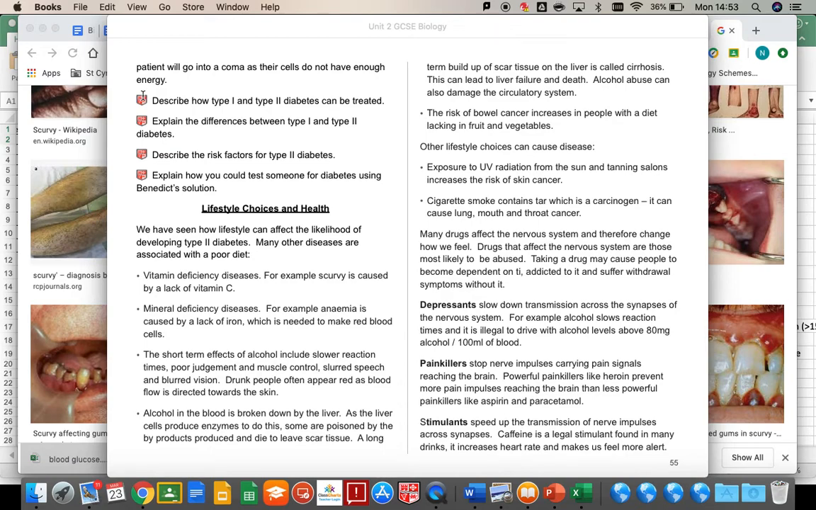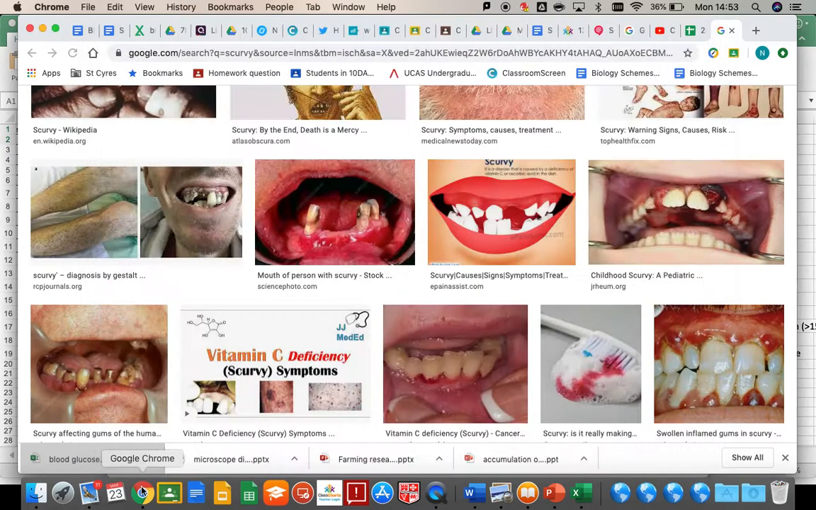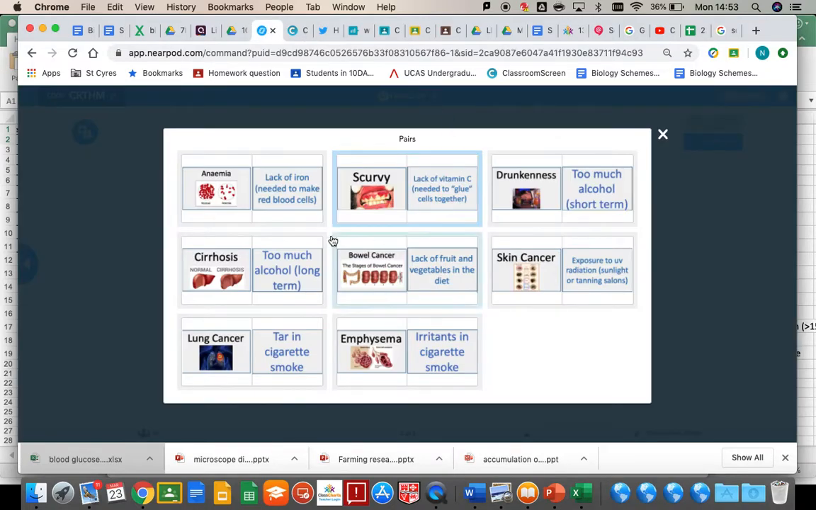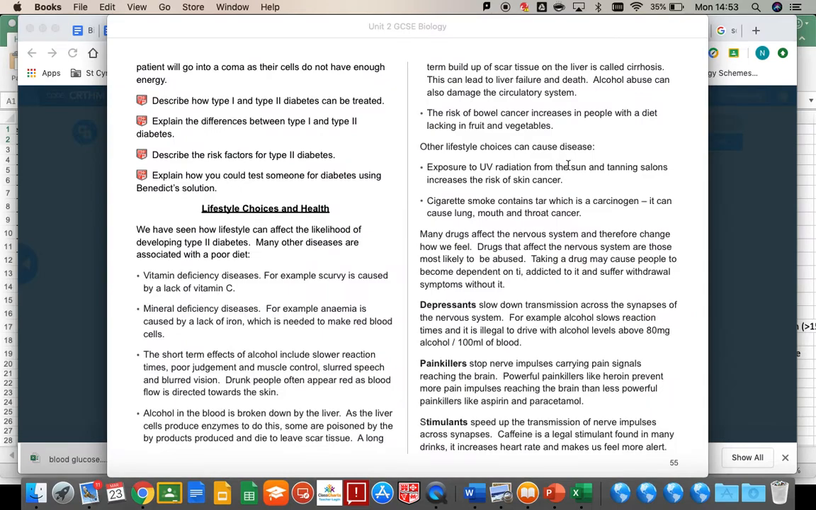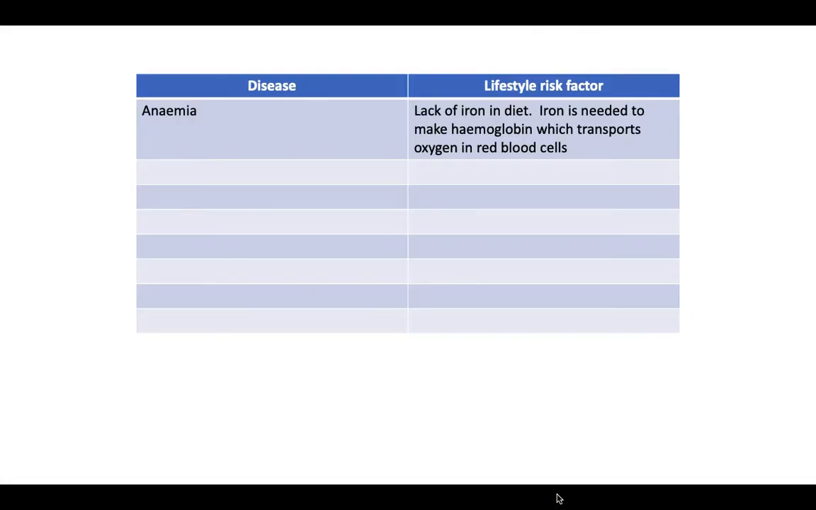Right, next, what do I want you to do? Oh yeah, so lifestyle choices and health. This time there's another Neopod on lifestyle choices and health, so you have to match up the cards to show that. I won't keep that one too long. And once you've done that, you should be able to make a table that links the disease to the risk factor. Okay, and don't forget to upload any photos or submit any digital resources so that I can give you some feedback.